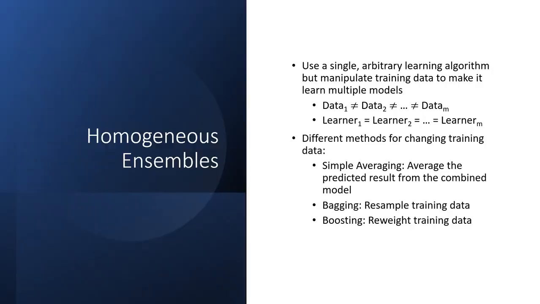If I have a homogeneous ensemble, that basically means I'm using the same learner over and over again on different data sets. There are a couple of different things we can do when we're training our data. We can do some simple averaging, and we'll look at that a little bit later. We can use bagging, or we can also use boosting.